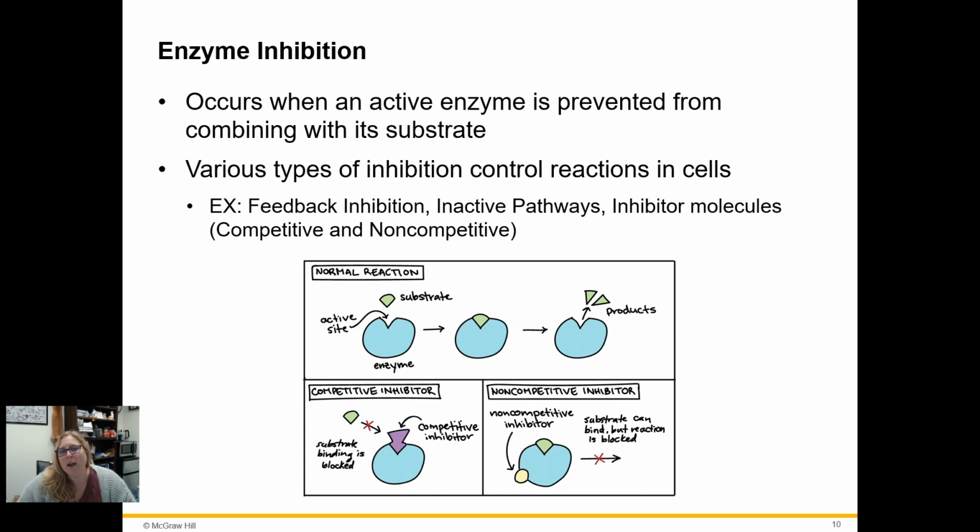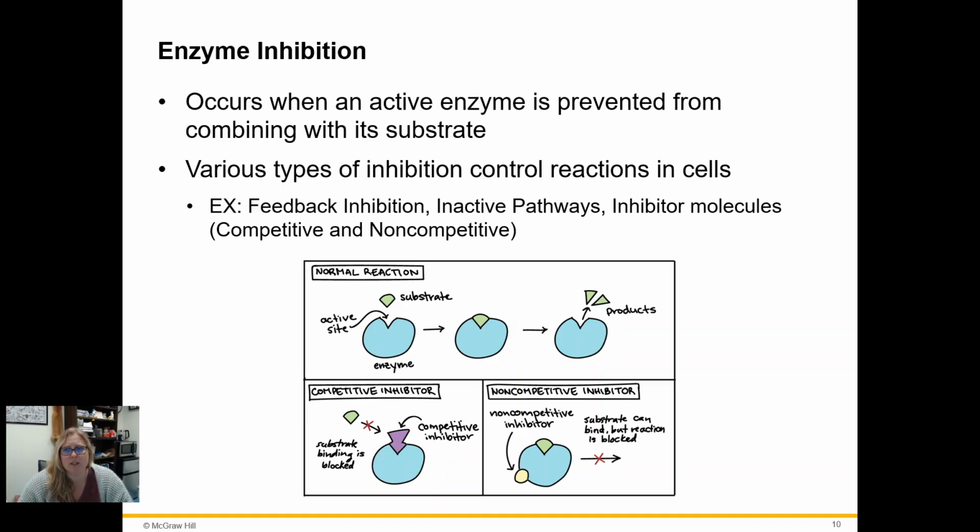So there's a lot of different ways that enzymes can be controlled in a cell. We can have different feedback inhibitions where when there's enough of a product being made, that product then blocks the enzyme from functioning. There's inactive pathways where your genes will actually be turned off if you're no longer needing that enzyme, such as what happens with lactose intolerance. Or we can have inhibitor molecules. I would like you to know about the two inhibitor molecules and understand that this is not the only way that enzymes are controlled, okay? The two kinds of enzyme inhibition that I want you to know about are competitive and non-competitive inhibition.